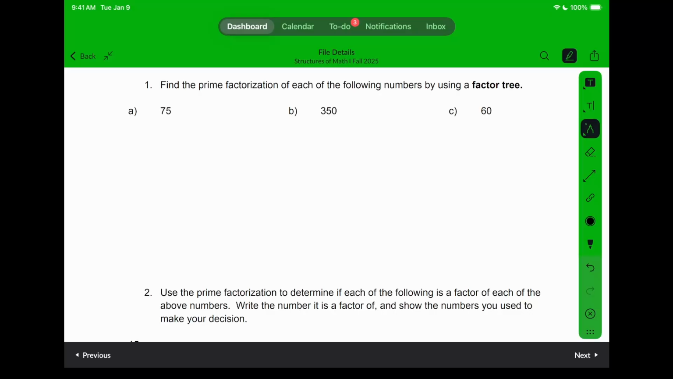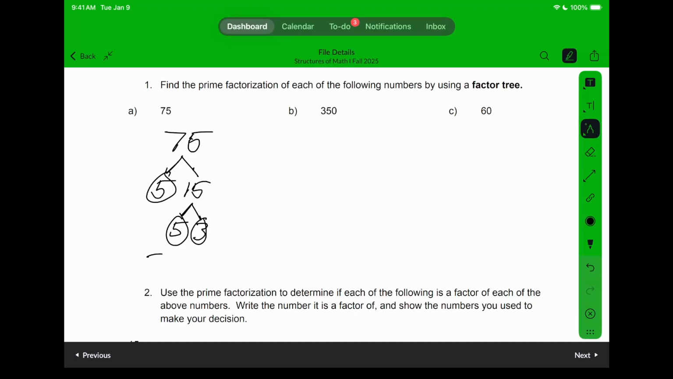So, 75. We can break this up into a couple different things. When I did the homework back in the beginning of the semester, I decided to do 5 and 15, because 5 times 15 is 75. 5 is actually a prime factor because nothing else can multiply to 5. It's just 1 and 5. 15 is not a prime factor. This can actually be broken up further into 5 and 3, which are both prime factors.